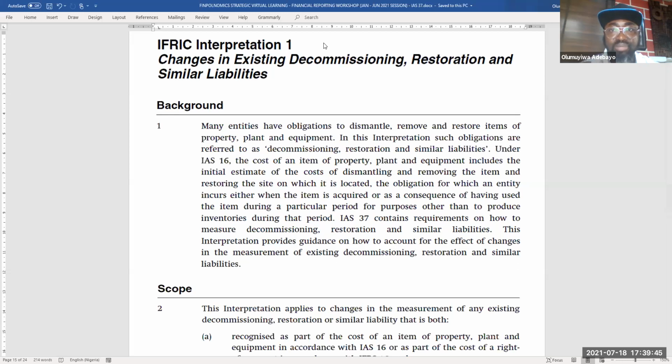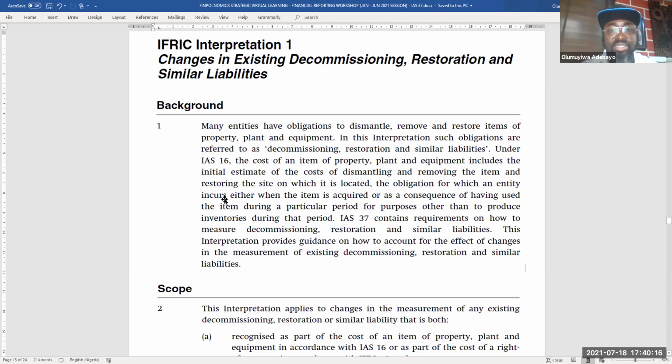Okay, let me take it up from here. Many entities have obligations to dismantle, remove, and restore items of property, plant, and equipment. In this interpretation, such obligations are referred to as decommissioning, restoration, and similar liabilities. Under IAS 16, the cost of an item of property, plant, and equipment includes the initial estimate of the cost of dismantling and removing the item and restoring the site on which it is located.